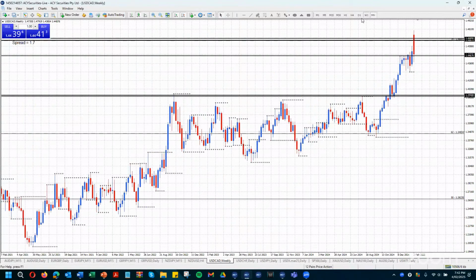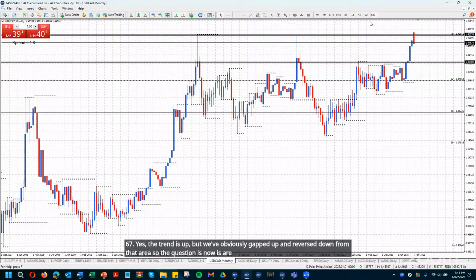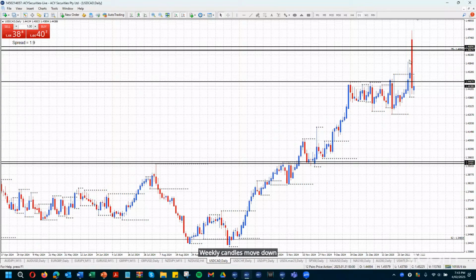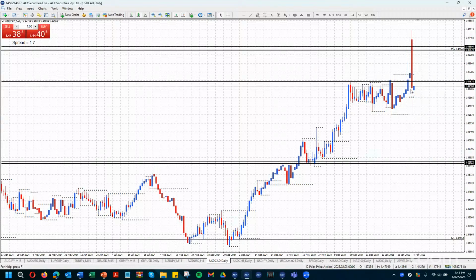All right, so these monthly tops here, the highest one here is at 146.67. Yes, the trend is up, but we've obviously gapped up and reversed down from that area. So the question now is, are we holding there for the long term? Weekly candles move down. Daily chart, massive rejection there. It's getting back today, it's starting to hold at this. This was December's high. Today, we closed below it, we come up to retest today, and then we're holding.